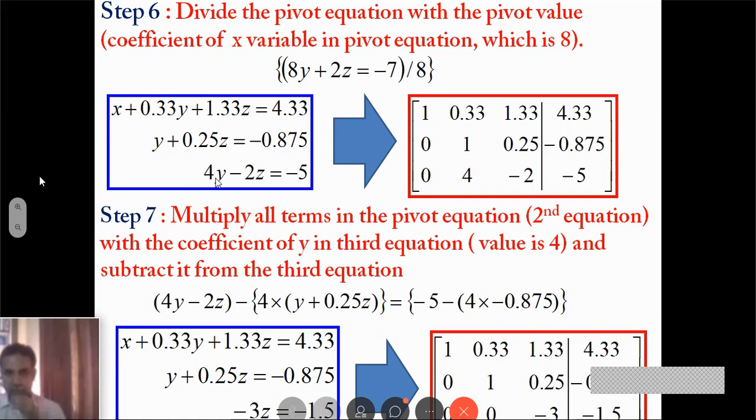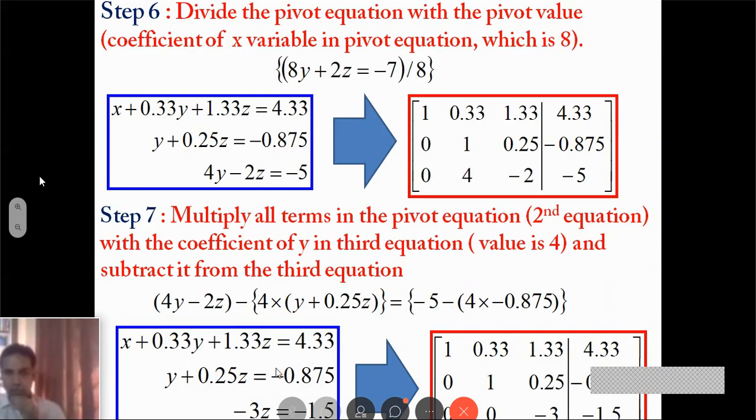You can subtract from this equation, 4y minus 2z, 4 times that equation. What happens? If you take the entire terms out of the bracket, you get 4y minus 4y. This entire thing becomes 0. So the y term gets eliminated. So you get 2z minus this term, you get minus 3z. Correspondingly, of course, you have to operate upon this part also, that you've done here. So the equation transforms into these three equations.